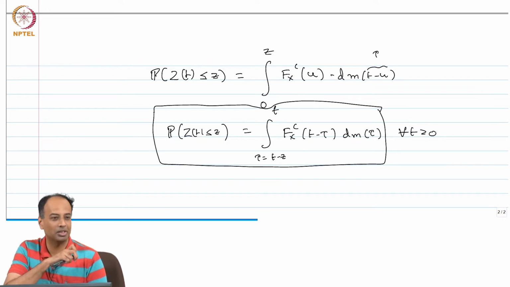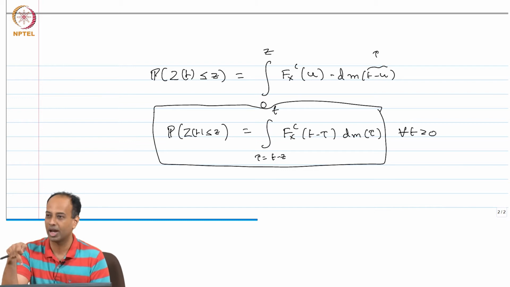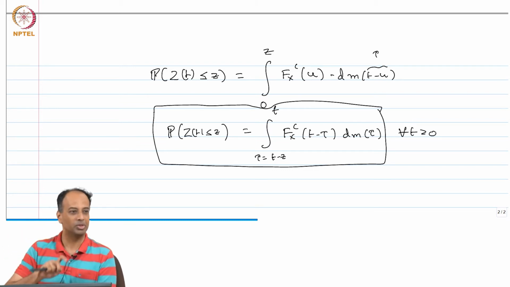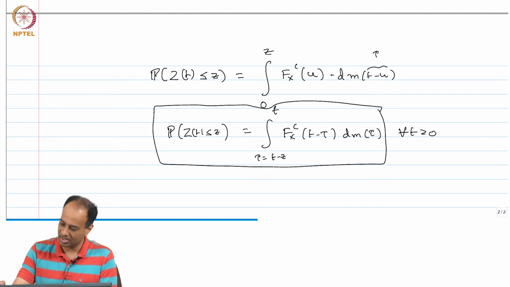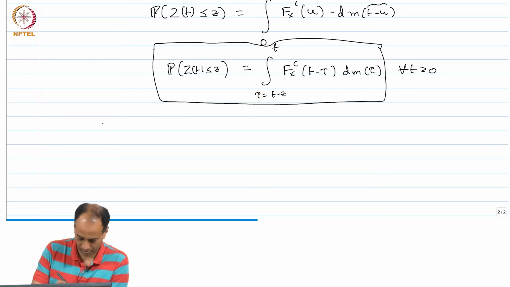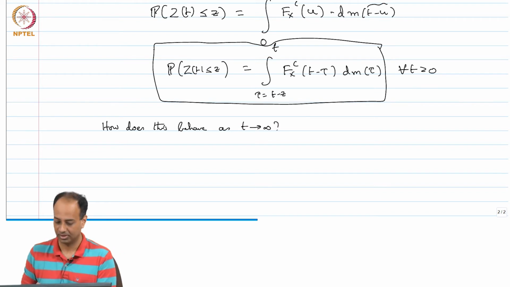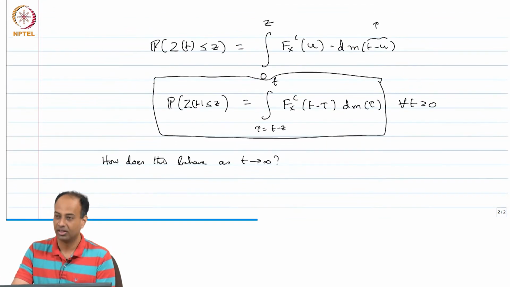Now, I need to integrate with respect to m(tau). How do I find m(tau)? Renewal equation, Laplace transform, whatever we have studied. You can use Laplace transforms or just solve the renewal integral equation somehow, put m(tau) into this and solve. So, you can in principle get this. Now, the question is, how does this behave as t tends to infinity? These questions will be answered by the key renewal theorem.